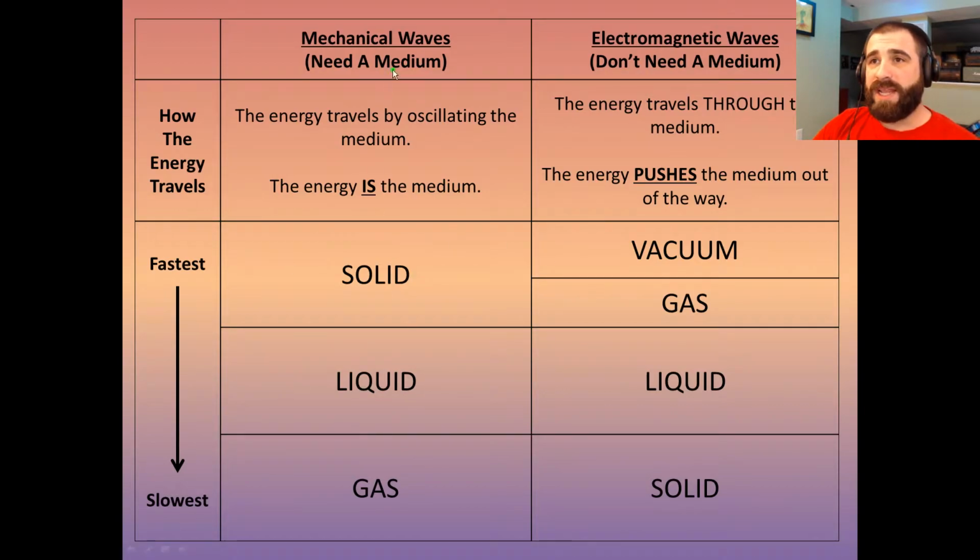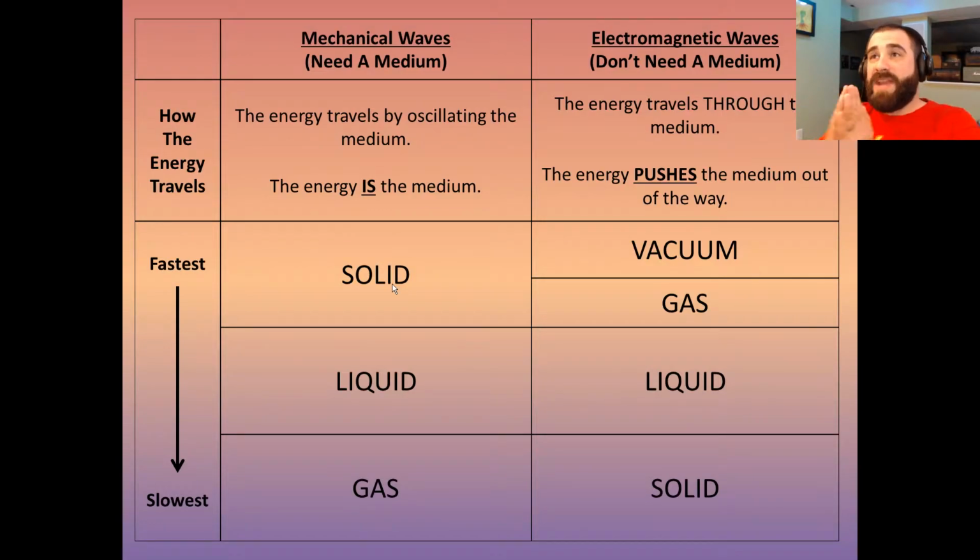So we saw in the last video, mechanical waves travel fastest when the molecules are closer together, and slowest when they're further apart, because the energy has to move from molecule to molecule. And when they're closer together, you can go quickly from molecule to molecule. But when you're spread further apart, it takes more time. But the opposite is true here for electromagnetic waves.